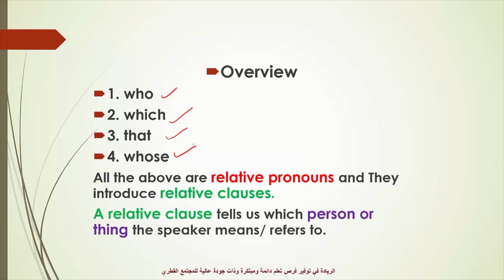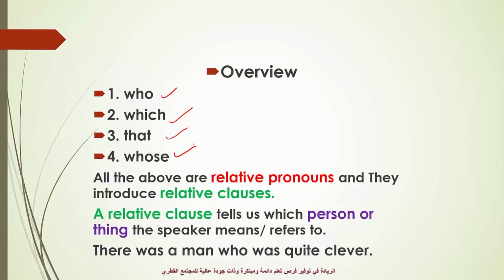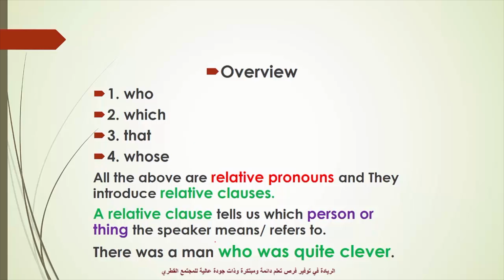A relative clause tells us which person or thing the speaker means or refers to. For example, there was a man who was quite clever. The green clause, who was quite clever, is the relative clause because it contains a relative pronoun. And this relative pronoun tells us which man the speaker means or refers to. So, the part of the sentence that contains the relative pronoun is called a relative clause.